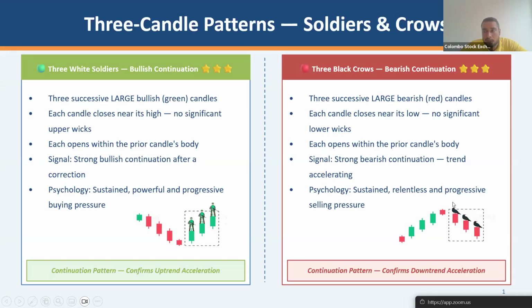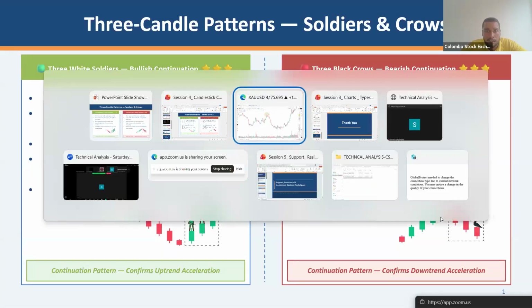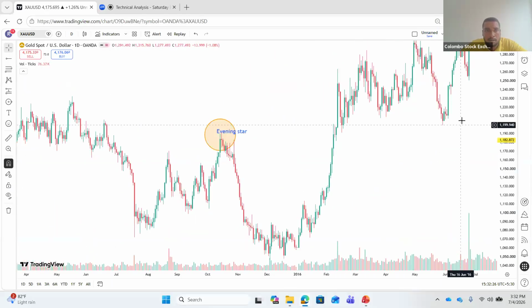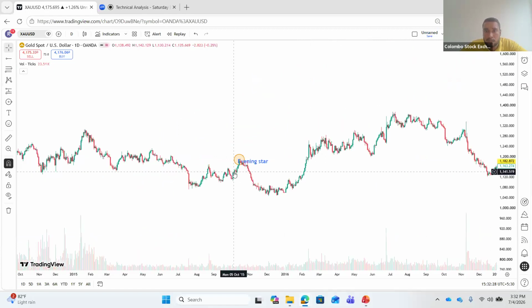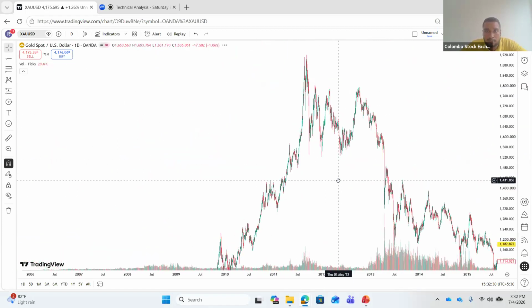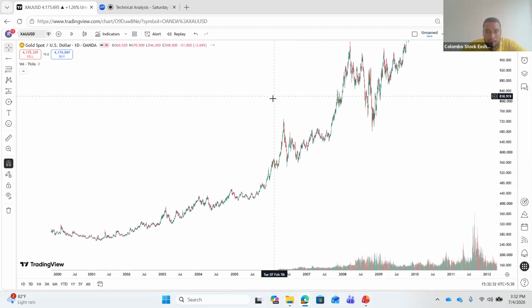The three crows are the opposite of the three white soldiers. The three candles are about the same size, and also close near their low. That means they have short lower wicks. I think I have marked some three crows and three white soldiers. Let's see.